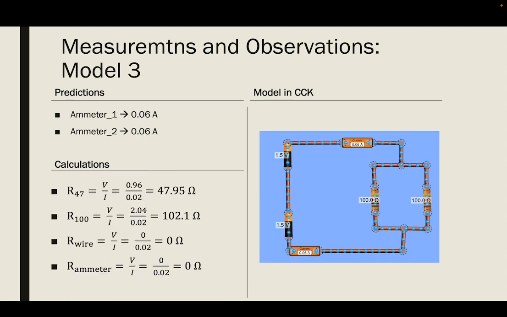correctness of the data. Now for the final model of this part, I have calculated resistance of the resistors, wire, and ammeter when one of the ammeters was placed in parallel with one of the resistors, as shown on the screenshot on the right side. Using the node rule for predictions, both of the ammeters indicated 0.06 amperes. Finally, at the bottom, you can also find calculations for resistance using Ohm's law, dividing voltage by current for each of the elements in the circuit.